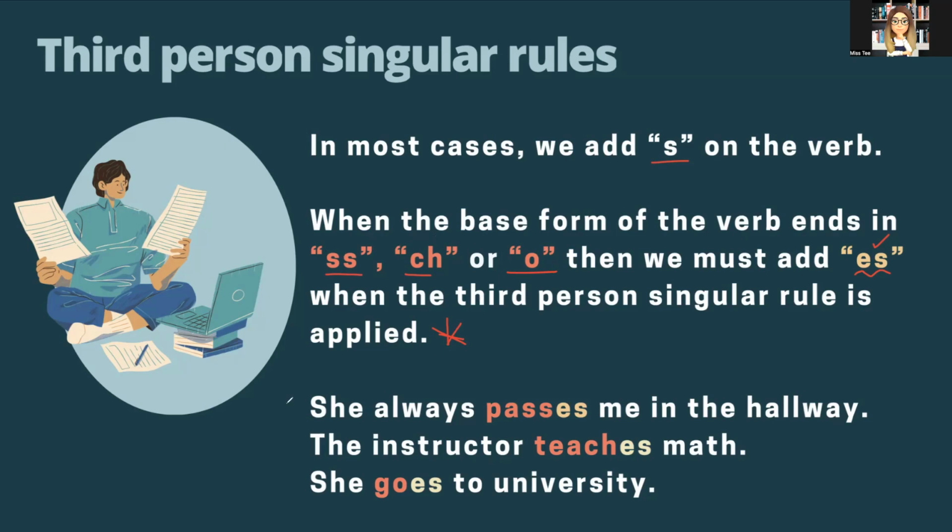So let's look at some examples. Example 1, she always passes me in the hallway. Let's look at our base form of the word, it's pass.